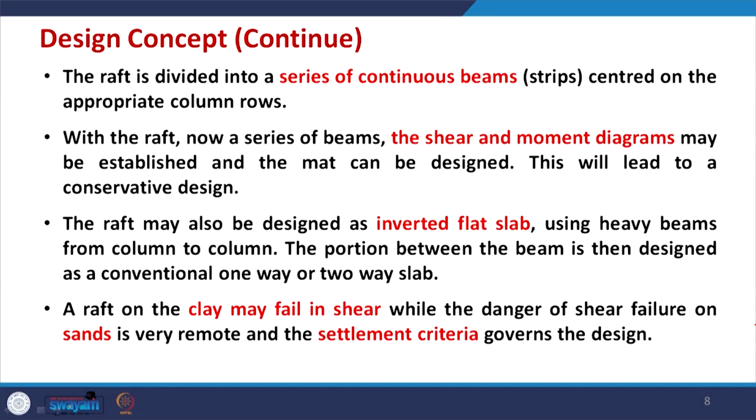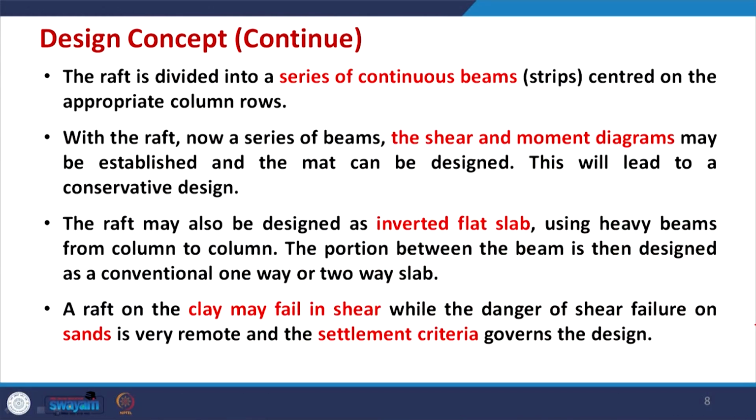What is done? The raft is divided into a series of continuous beams or strips centered on the appropriate column rows, which is given in the code. With the raft as a series of beams, the shear and moment diagrams may be established and the mat can be designed. What we do is we have a series of primary beams and then secondary beams, then we find the shear force diagram and bending moment diagram, and once you know these diagrams, then we can design the footing. However, this type of concept leads to a conservative design, and for the simple case we always go for the conservative side.